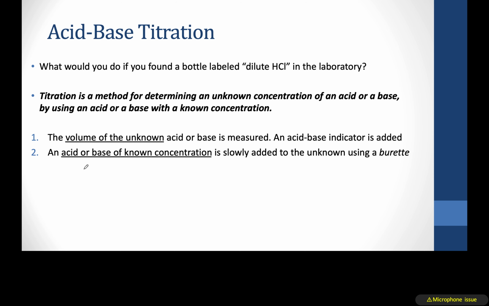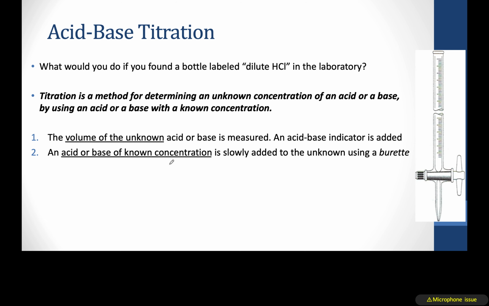So it's always going to be the opposite, right? And what you do is you take an acid or a base, the opposite one, of known concentration, so something you know, maybe you made it in the lab or you already had it sitting around, and then you slowly add it to the unknown acid or base using what's called a burette. Looks like this. It's actually much longer than this, right? It's a very tall, probably like 2 feet long glass tube. But what it does is it allows you to drip in the acid or base very slowly.